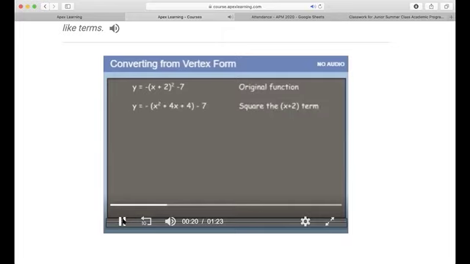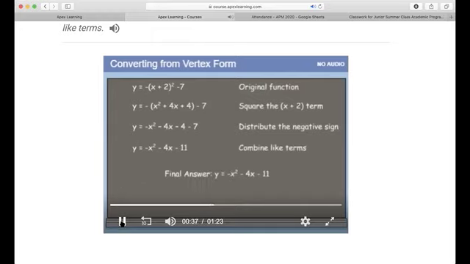First thing we're going to do is square this term, right? So we take this and we go (x plus 2) times (x plus 2), right? So you would square that term out. And when you do that and combine your like terms, you end up with this value here. All right. Then we're going to distribute the negative sign. So we bring that negative sign to all of the values. We, again, combine like terms, and we're left with our resulting standard form.